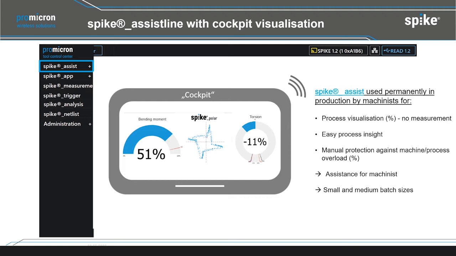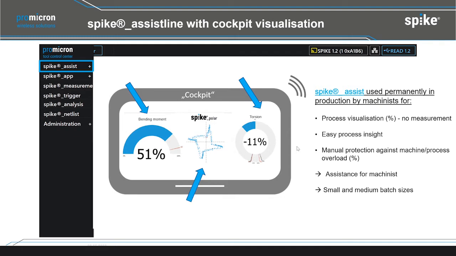The first one is the Spike Assist set. If you click on Spike Assist, and if you have connected the reader to it, you will have one direct screen, and it's called Cockpit. In the Cockpit, you will have the bending moment in percentage live. You will see Spike Polar running live always on the screen. And you will see the motion signal also in percentage. This will be seen on a tablet, which the machinist will have next to the machine.